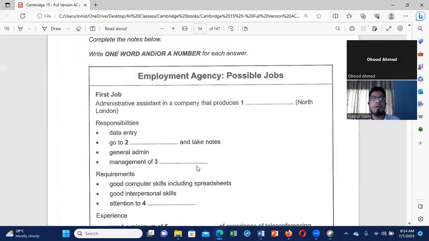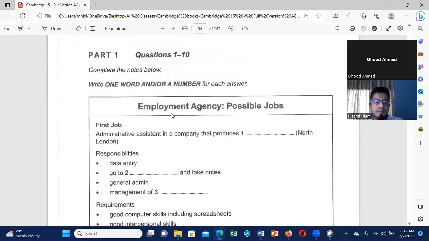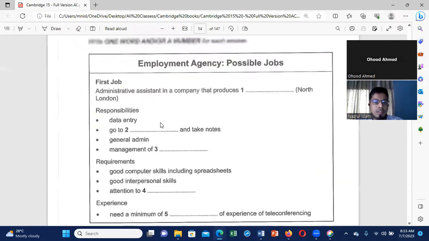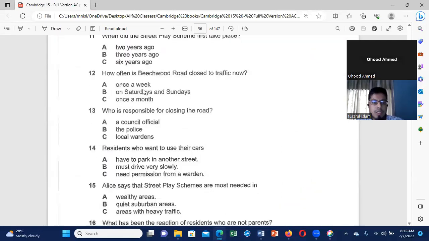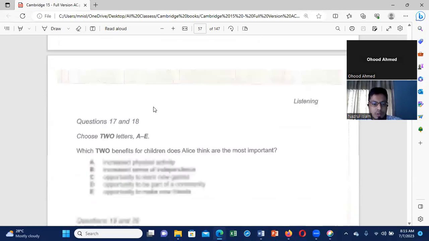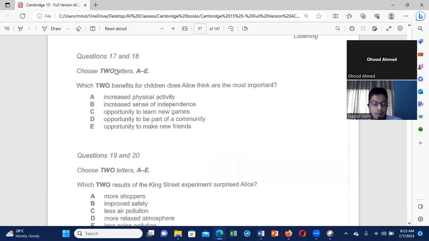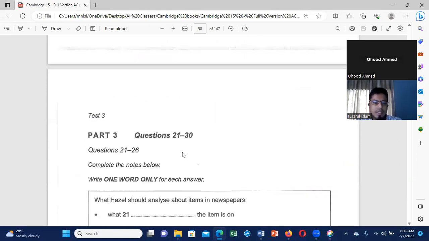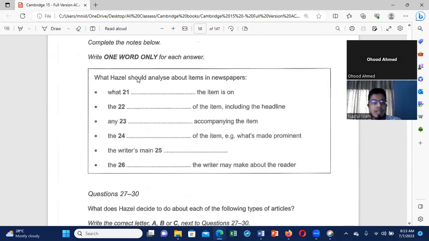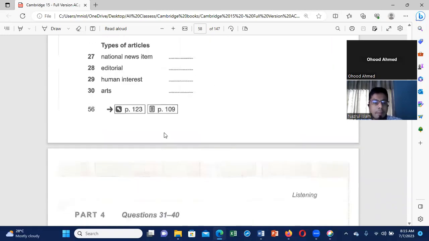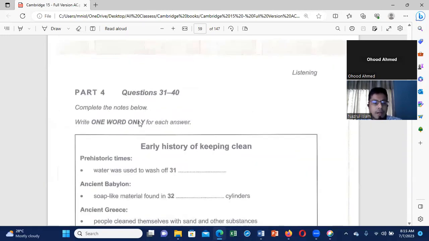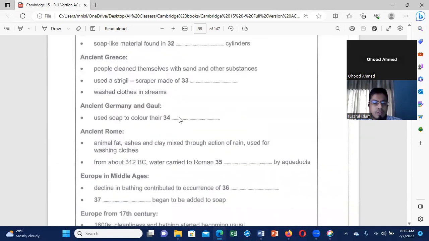get the idea about IELTS listening. Just give a look. Part 1, just see the gap completion 1 to 10. Then part 2, it is MCQ. You can see here on the screen. And more questions on part 2. That's about multiple choice. And then part 3, again, you can see gap completion. And then you can see the matching. Okay, more questions. And part 4, again, gap completion, 31 to 40.